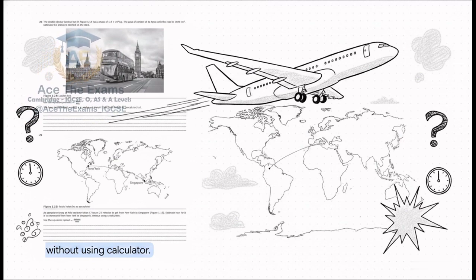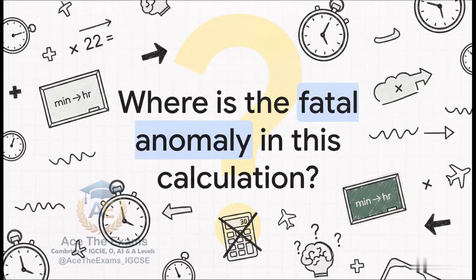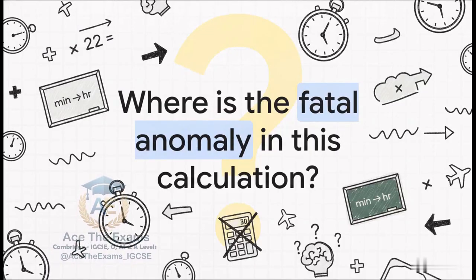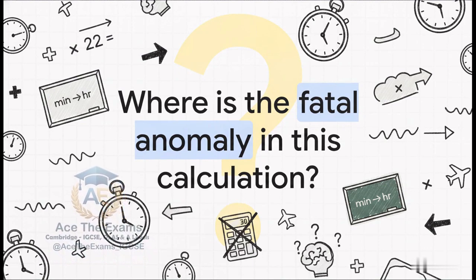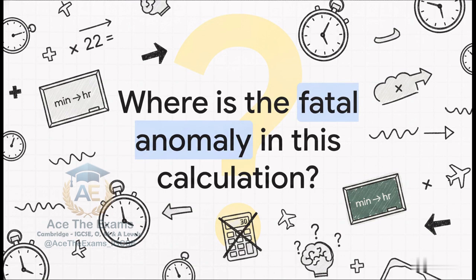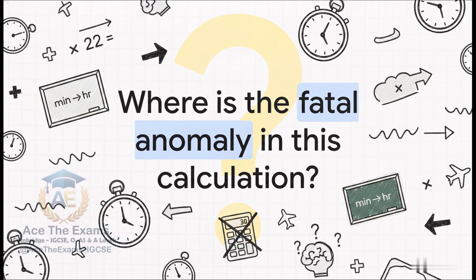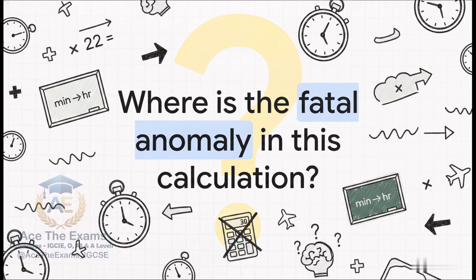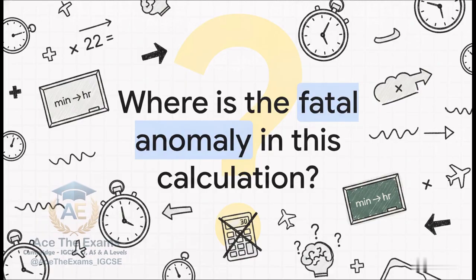You've got awkward numbers, a time format that isn't cleanly decimal, and your main tool, your calculator, has just been taken away. I want you to pause the explainer and predict right now, where is the fatal anomaly in this distance calculation? Seriously, take a few seconds to think it through. How would you realistically handle 17 hours and 22 minutes multiplied by 840 kilometers per hour, especially when the command word clearly strips away your right to use a calculator? Think about your very first step before you even attempt the math.